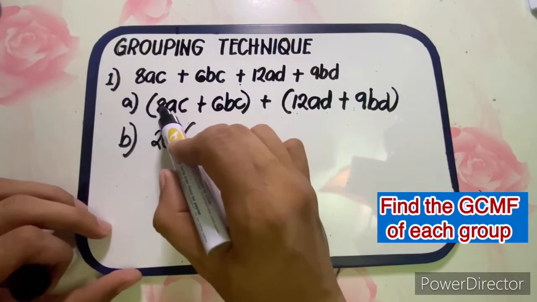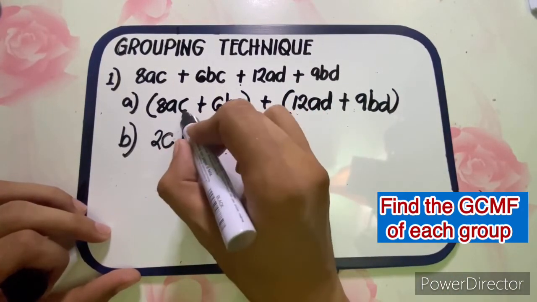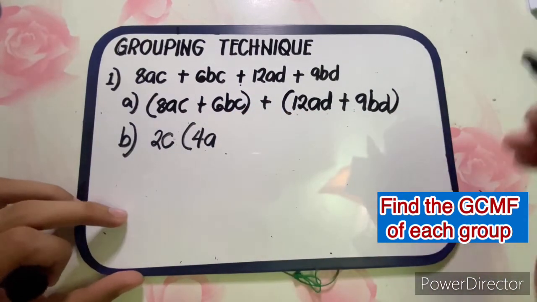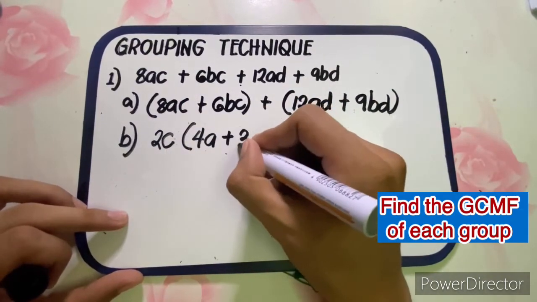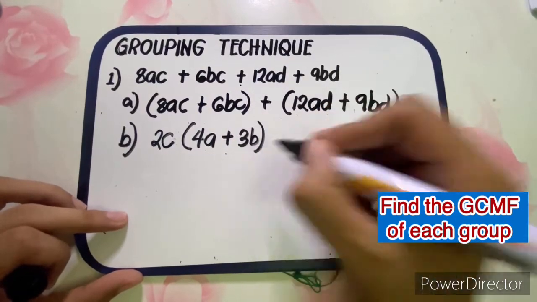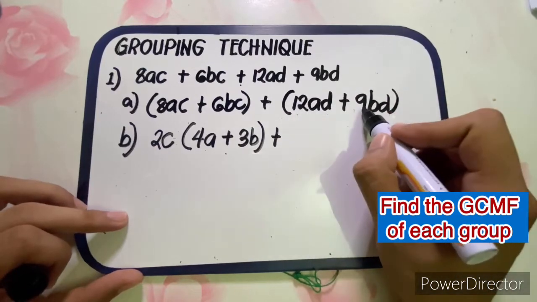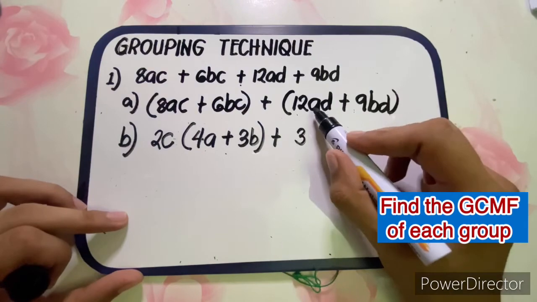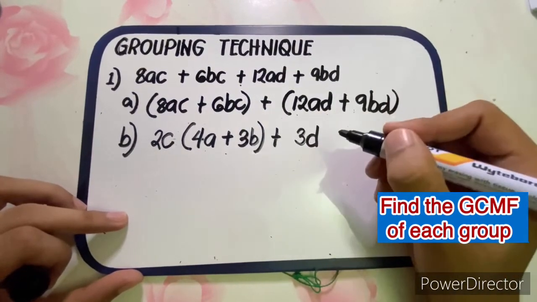Divide 8 divided by 2, 4. AC divided by C, A. Plus 6 divided by 2, 3. BC divided by C, B. Then plus, here 12 and 9, the GCF is 3, right? And the variables AD and BD, the common variable is D.